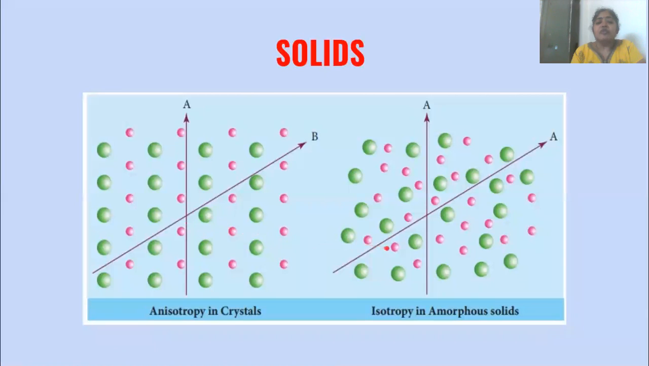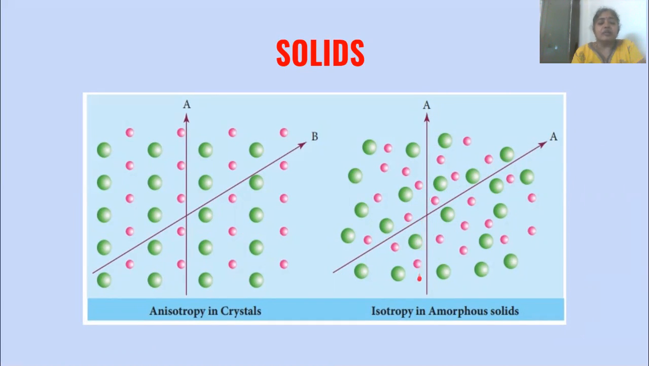Whereas in amorphous solids, even when there is a change in direction, now look at this. If I follow the vertical path, that is path A, the particles are at random over here. There is no orderly arrangement. So you can see a cluster of green and pink atoms over here. And even when I take a diagonal path across this line A, then also we see a similar cluster of different atoms of green and pink. That means irrespective of the direction in which I'm going to measure a particular physical property, there is going to be no change in the property with direction.